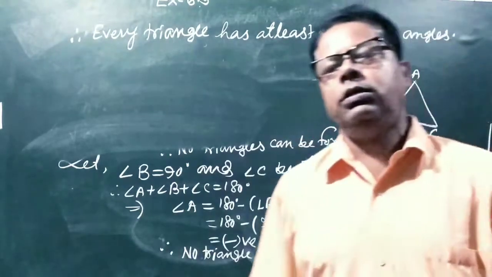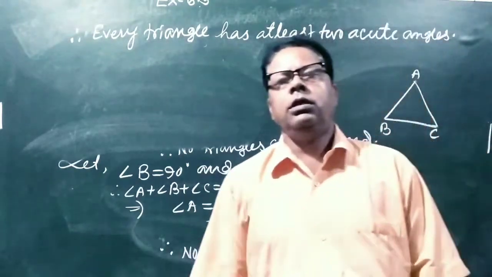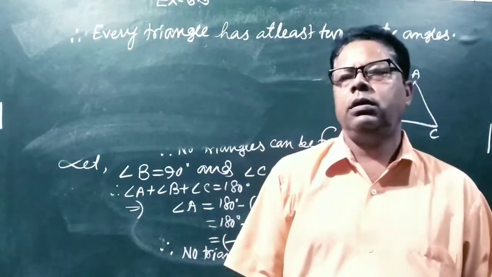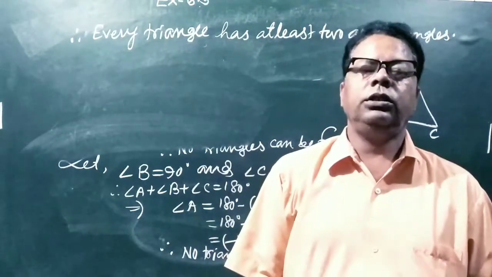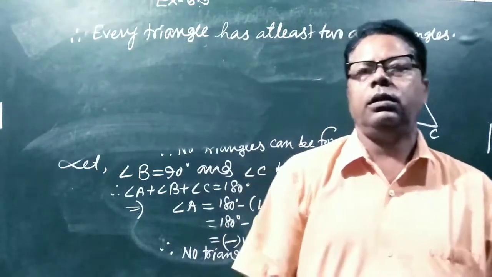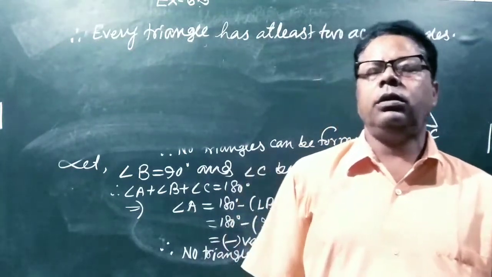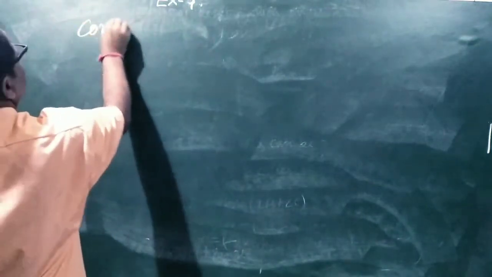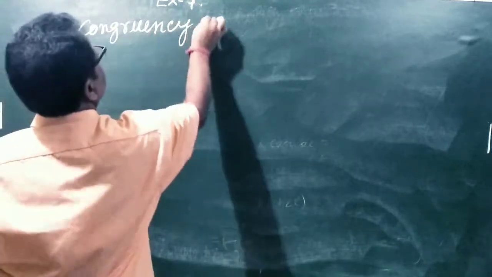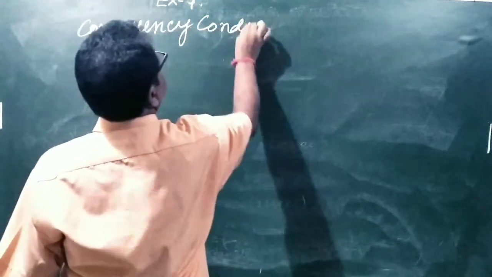Chapter 6 is concluded. Now we will start chapter 7, which is about congruence of triangles. Now we will know the congruency conditions, the conditions for two triangles to be congruent.